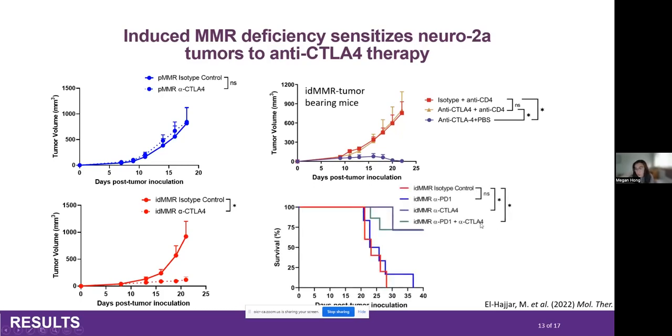We then wanted to see if the combination of anti-PD-1 and anti-CTLA-4 had any additive or synergistic therapeutic benefit compared to monotherapy. So we took mice that had the induced mismatch repair deficient tumors and treated them with anti-PD-1 or anti-CTLA-4 as a monotherapy or in combination, and found that the combination of these immune checkpoint inhibitors did not have any additional therapeutic benefit when compared to anti-CTLA-4 alone when it came to overall survival.